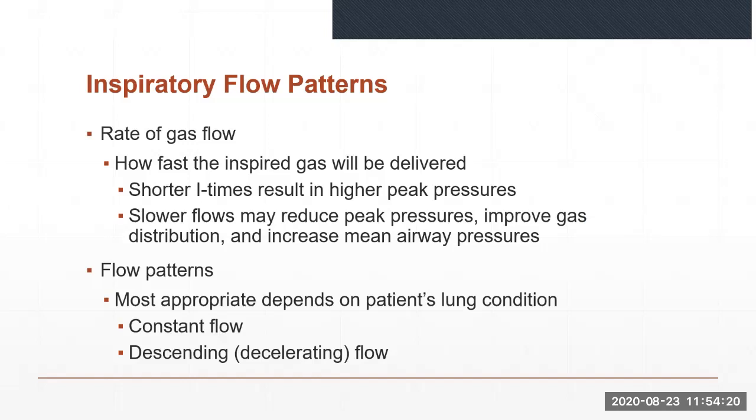Selecting the most appropriate flow pattern and ventilator rate depends on the patient's lung condition. For example, post-operative patients recovering from anesthesia may have very modest flow demands, whereas a young adult with pneumonia and a strong hypoxemic drive would have a very strong flow demand. The most common flow patterns used clinically are the constant flow and descending or decelerating flow waveforms.